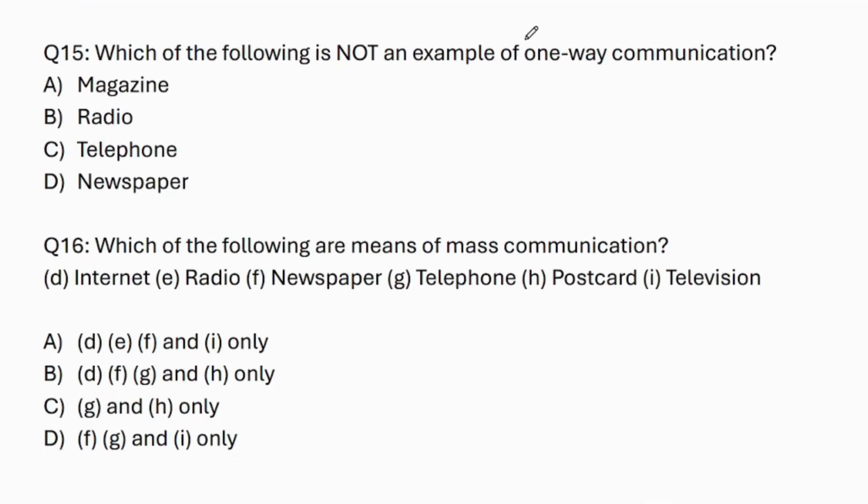Which of the following is not an example of one-way communication? Magazine is a one-way communication. Radio is a one-way communication. Newspaper is a one-way communication. So telephone is not a one-way communication. So this would be our answer.